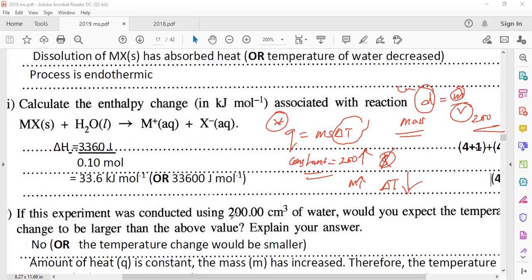So for that question, if you use 200 cm³ of water, the temperature change would be smaller, not larger. So your answer is no. And you have to give the reason. I said the heat is constant. If the mass has increased, what will happen? Your temperature change should decrease and it will become smaller.